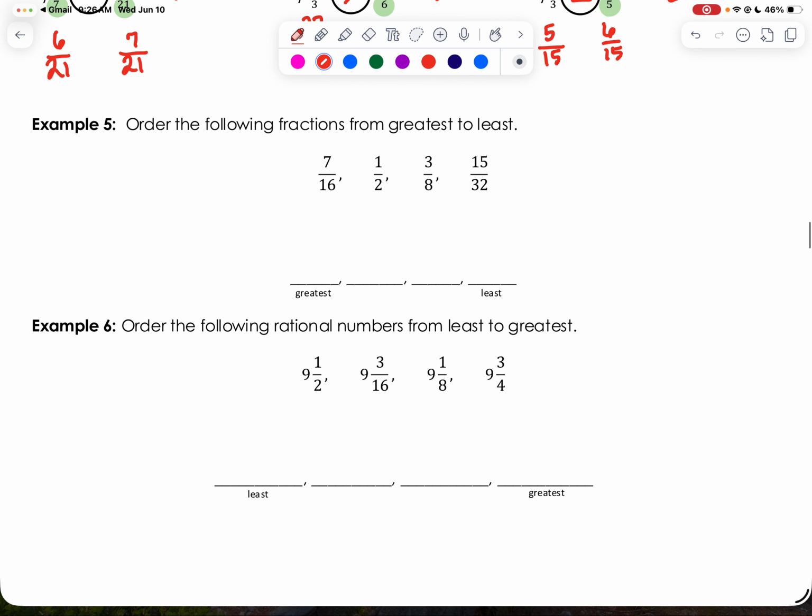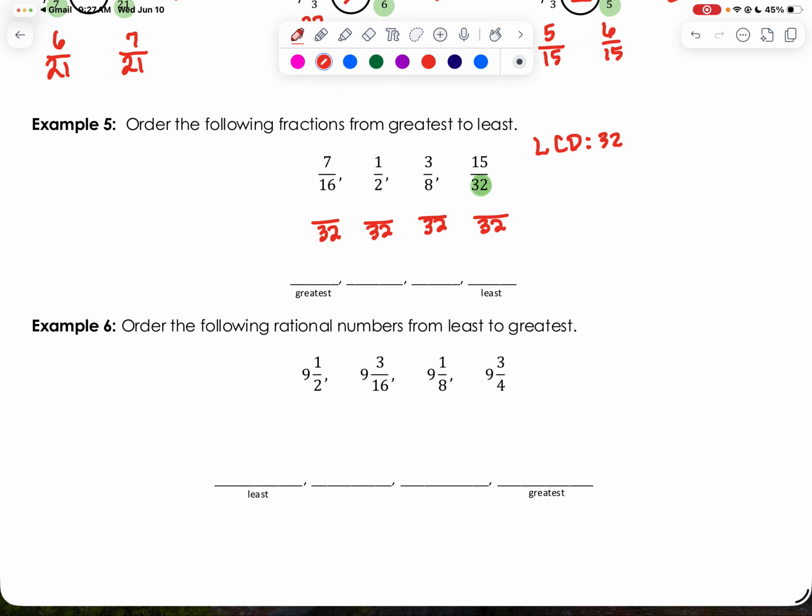All right, example 5. Order the following fractions from greatest to least. So I have 7/16, 1/2, 3/8, and 15 over 32. So the first thing I do is I look at the largest denominator, which is 32, and I ask myself, will all the other denominators go into 32? So 16 will go into 32, 2 will go into 32, and 8 will go into 32. So my LCD here is 32.